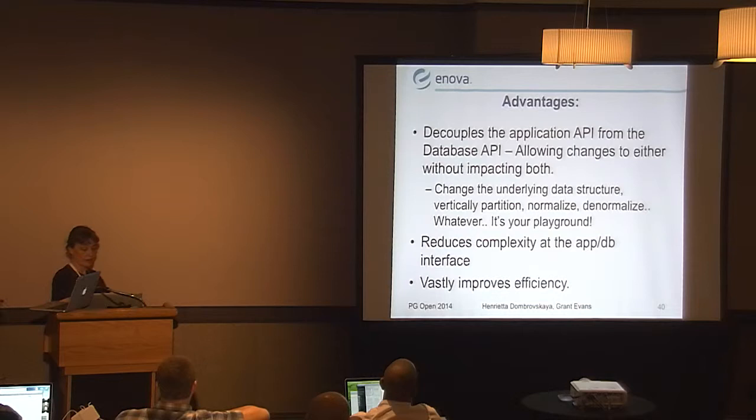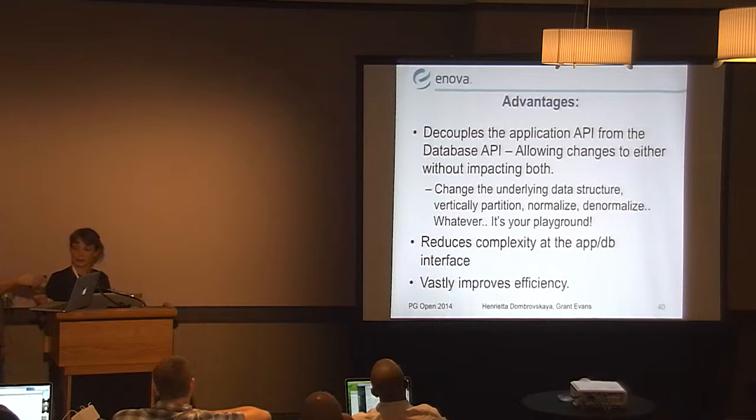It reduces complexity at the AppDB interface because that interface becomes that one type. That type definition is our promise to the application of what we're going to do. And it vastly improves efficiency of the entire system. Yes. And now we need to show off how we improve it.